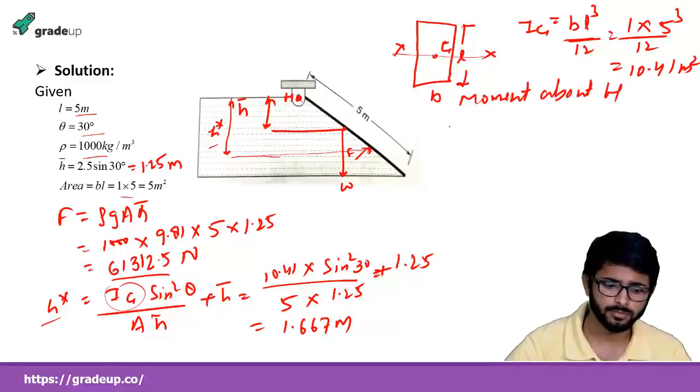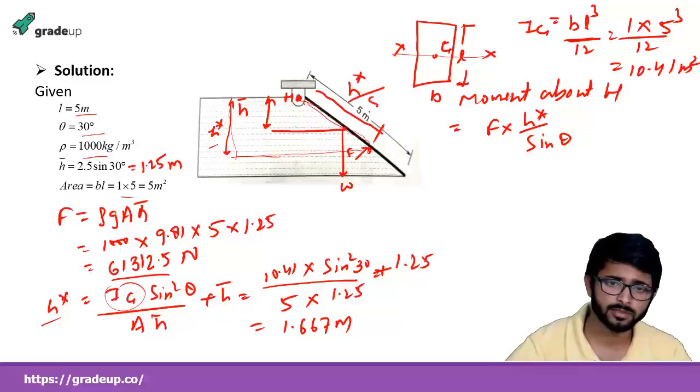The force is acting here. What will this distance become? This is H star, so this distance will become H star by sine 30. So F into H star by sine 30 is the moment of the force.